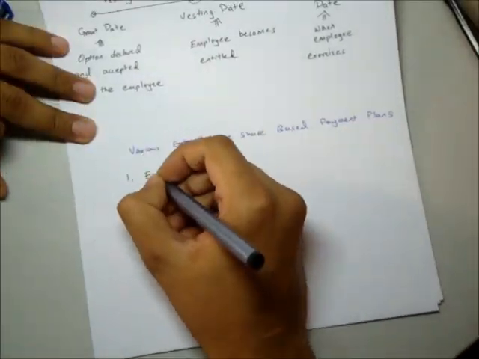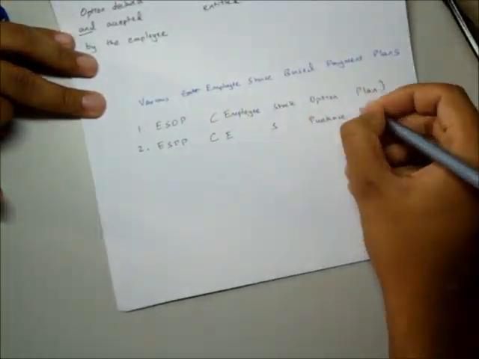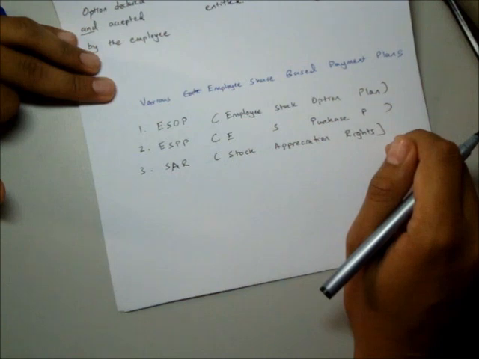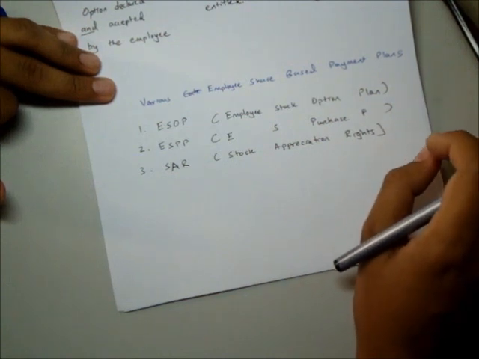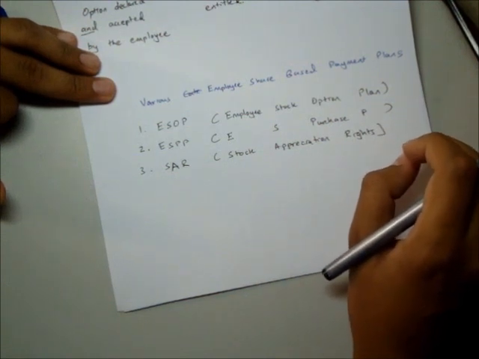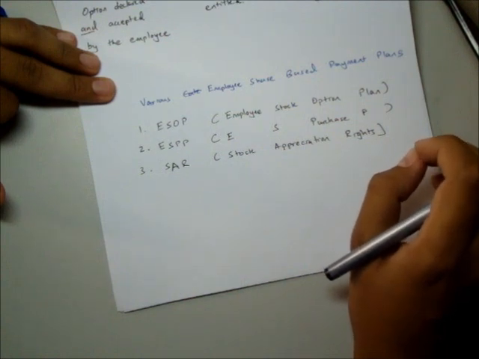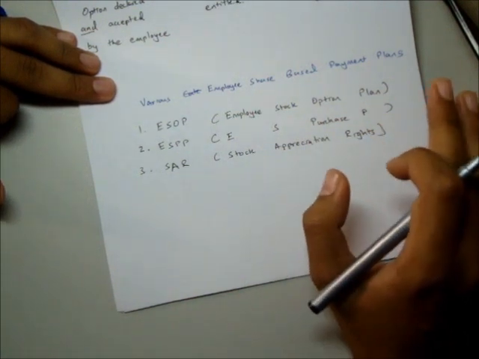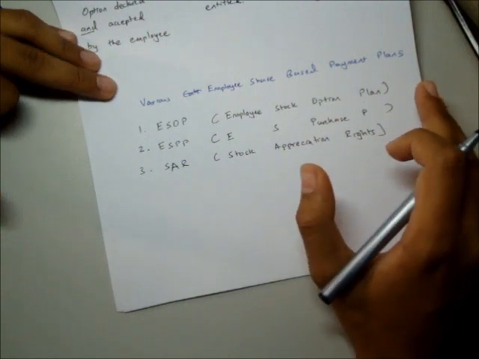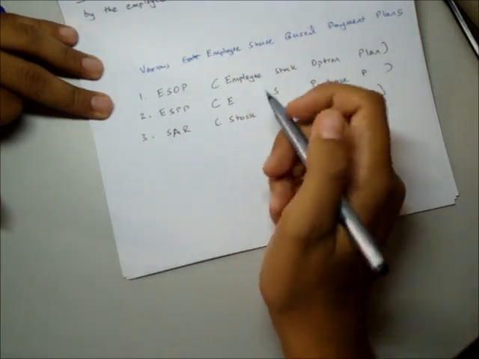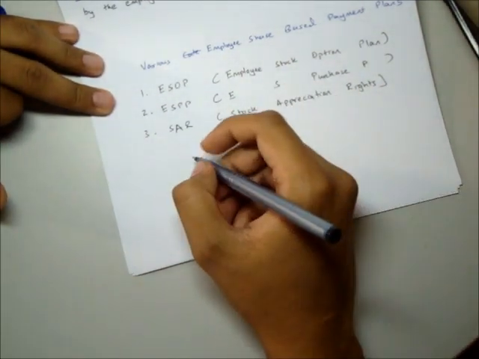Now, let's see the various kinds of share-based payments. The first one is ESOP, an abbreviation for Employee Stock Option Plan. The second one is ESPP, that is the Employee Stock Purchase Plan. And the last one is SAR, that is the Stock Appreciation Rights.